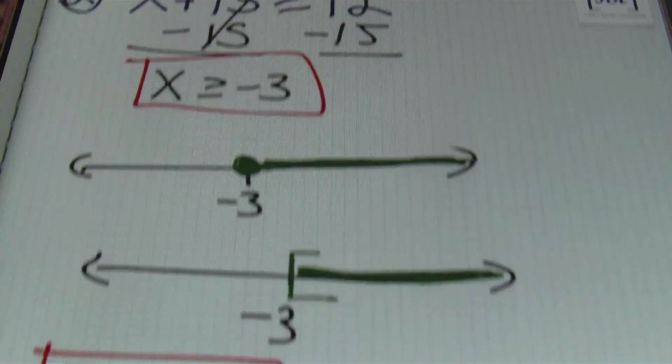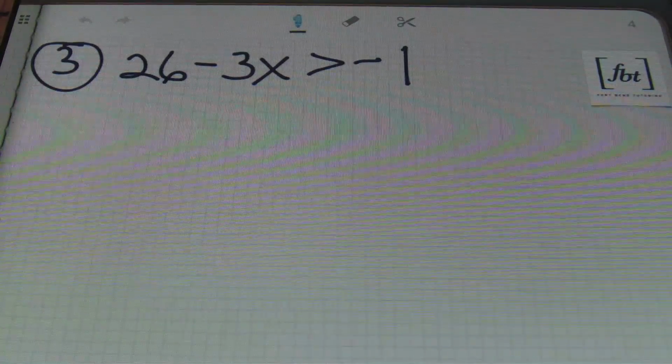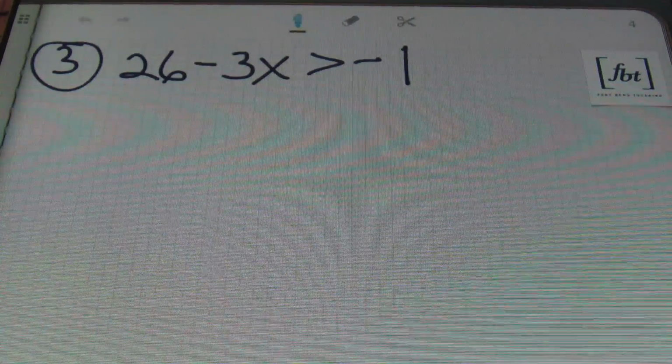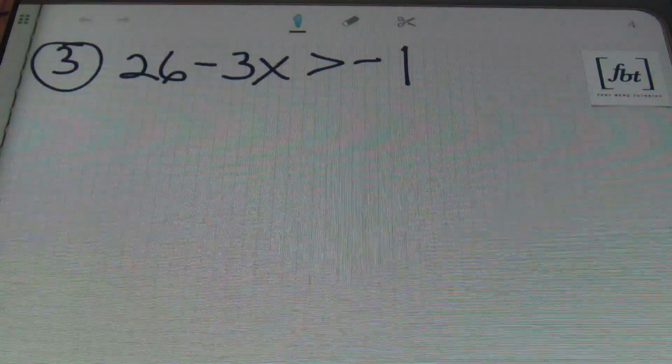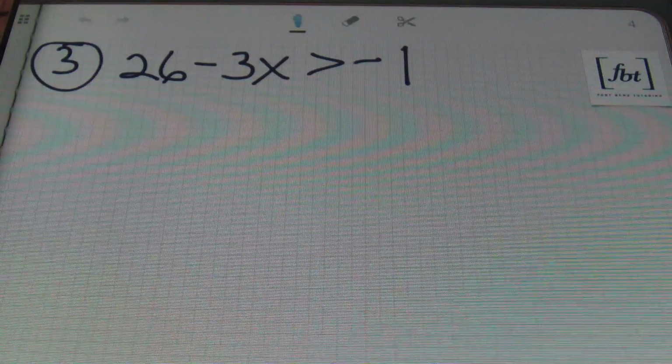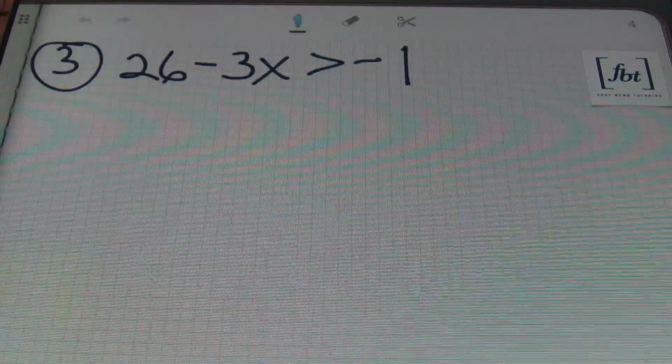All right, so that means that we're done with number 2. And so now we're on to the next problem. Are you ready? Good. Well, we have 26 minus 3x is greater than negative 1. Once again, I want to isolate my variable on the left-hand side because it helps when it comes time for graphing and just makes the process consistent for me.